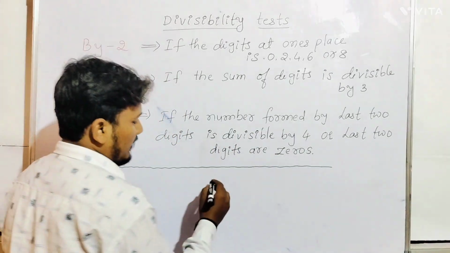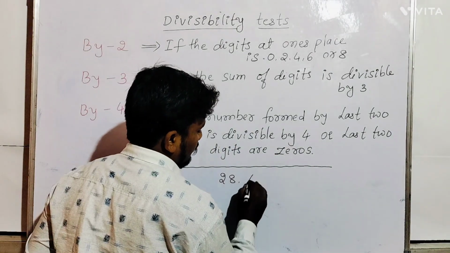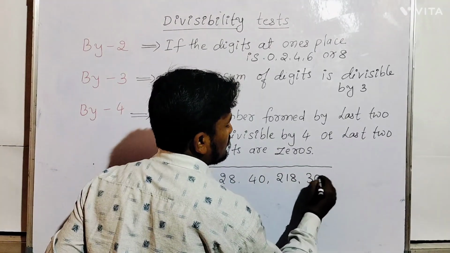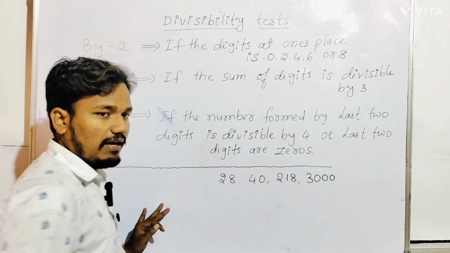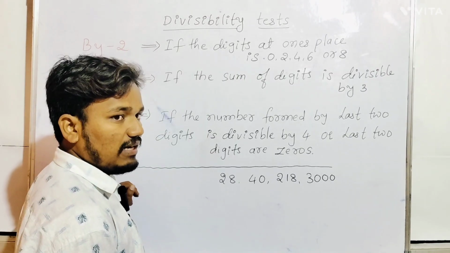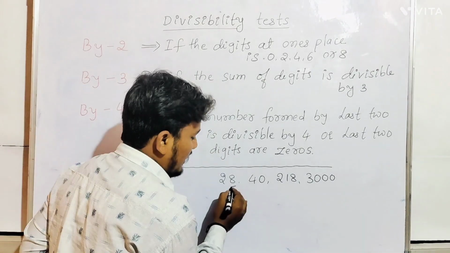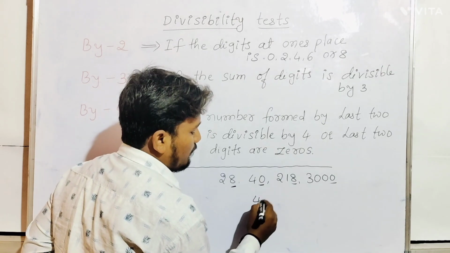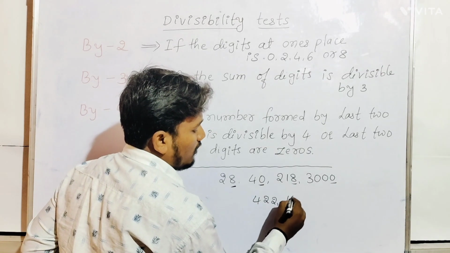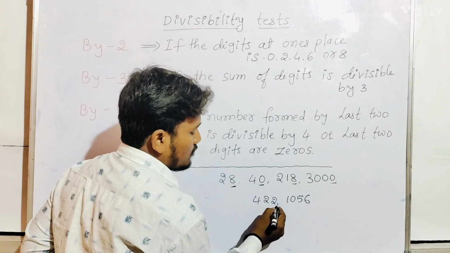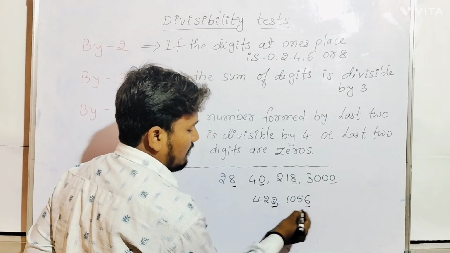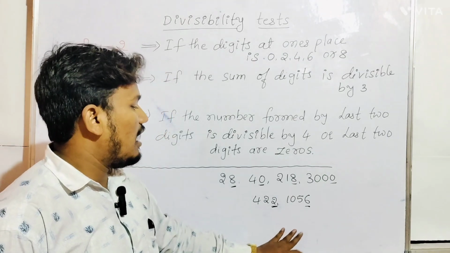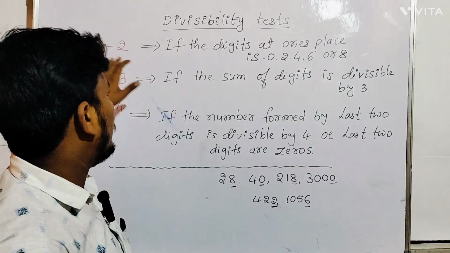For example, look at 28, 40 and 218, 3000, like many examples we can write. Now check the numbers at the last digits. Here it is 8 and here it is 0, 8 and 0. Similarly 422, 1056. So at the last digit it is having 0 or 2 or 4 or 6 or 8. So this is how the divisibility rule by 2 works.